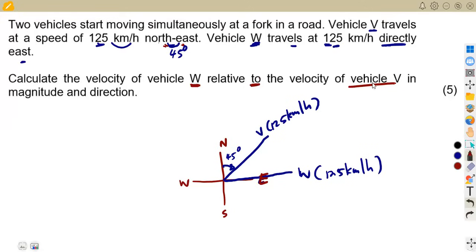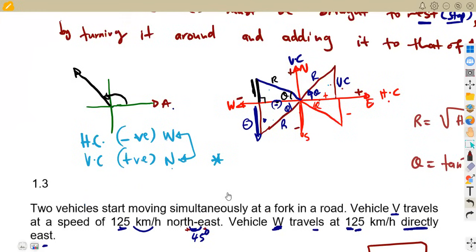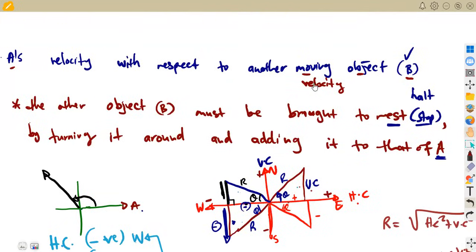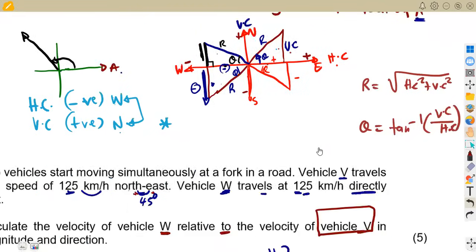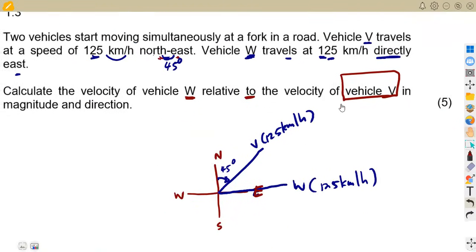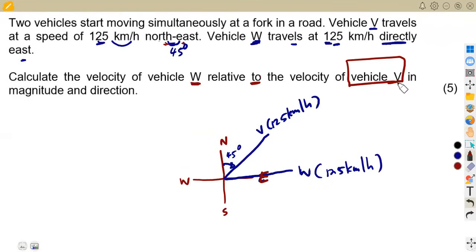Relative to which vehicle are we considering? We are considering V. So we are going back to the part where A is taken with respect to the moving object, which is B. What is going to happen? You are going to bring the object that is moving to rest. That is simply turning it around and adding the velocity. So we are going to turn around what it is relative to. It's relative to what? To V. V is the important part. So we are going to turn around this V.